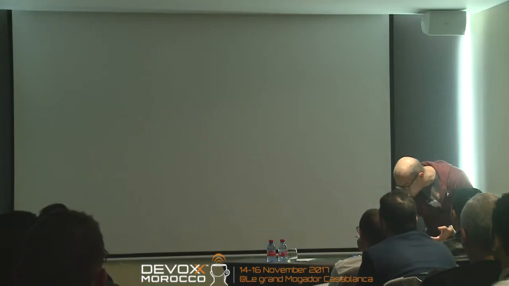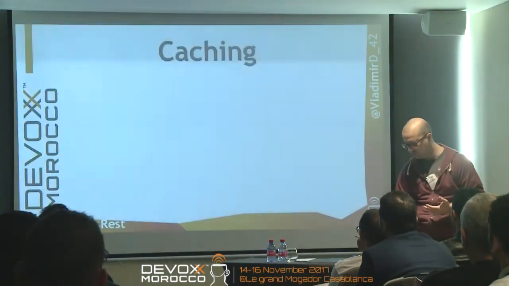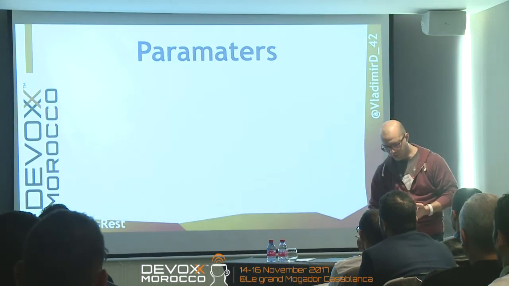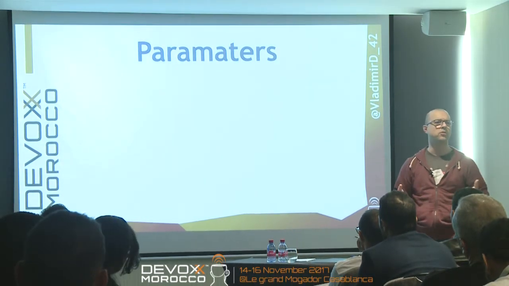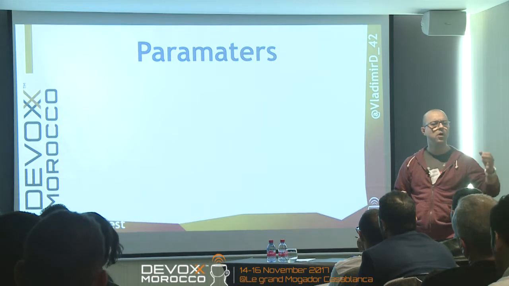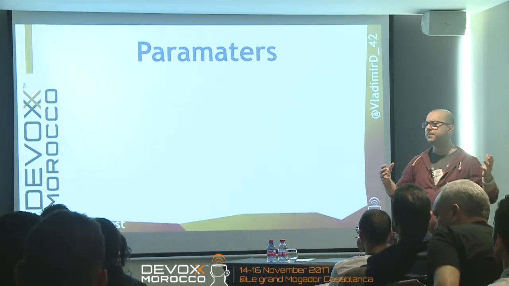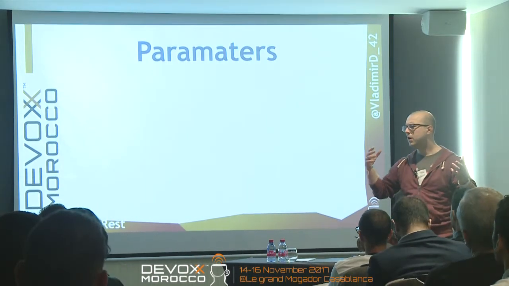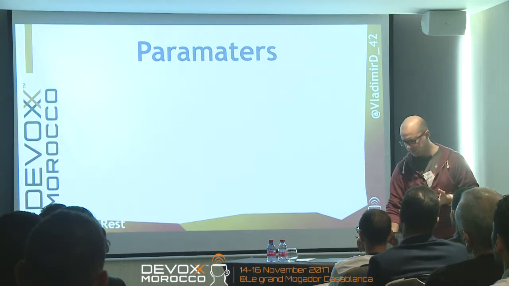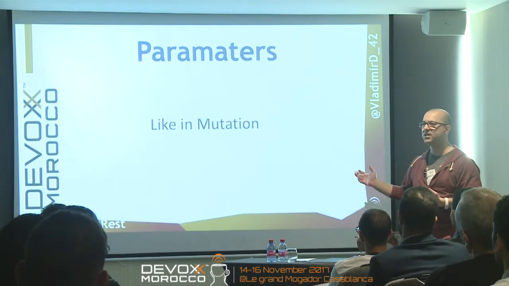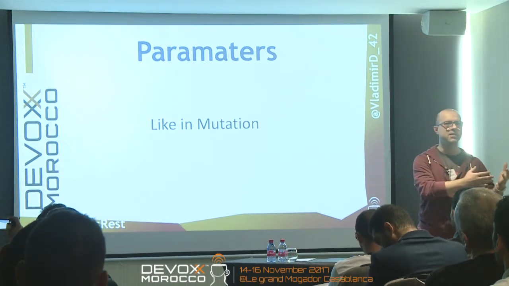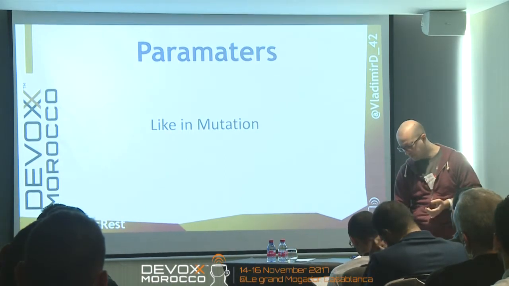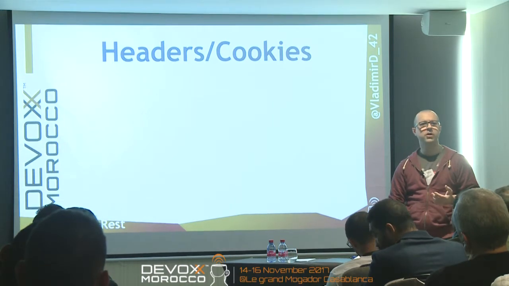Okay, but we all know that APIs are usually much more. What about parameters? Because I don't want to ask every time for all the posts, right? I want, for example, posts from a certain author, things like that. So I need to somehow send a parameter in my request. Well, it's done exactly the same way I did it in the mutation. Basically, I have a request and have parameters inside it. So that's simple.